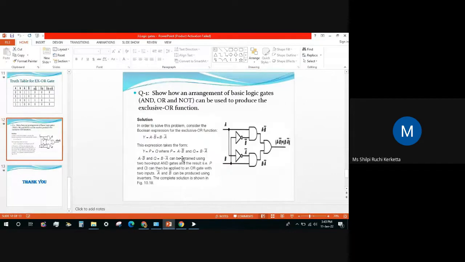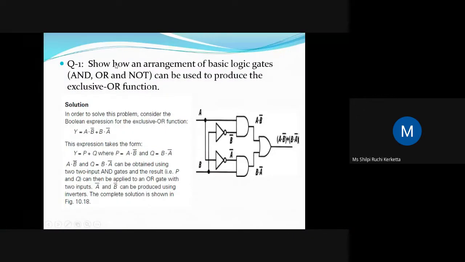So this is one question in your book. I don't know whether it will come in the exam or not. Show how an arrangement of basic logic gates AND, OR, NOT can produce the exclusive OR function. We have simply made this circuit from this equation, whatever I did in the simulation part. With the first AND gate, we are getting A into B bar, and with the second AND gate, we are getting B into A bar.